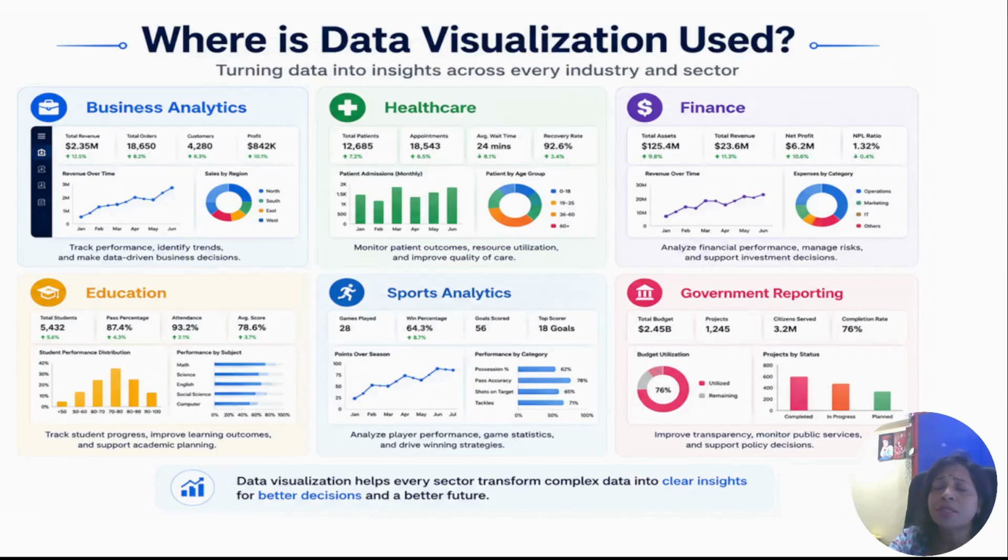Financial institutions use visualization for risk analysis and fraud detection. Educational institutions analyze student performance and attendance. Sports organizations evaluate players' performance and match statistics. And the government uses dashboards for reporting, to communicate important information to the citizens. So data visualization has become a critical tool across various industries.